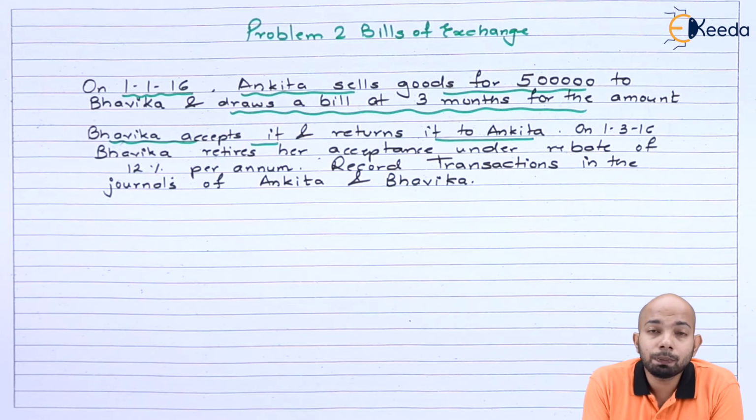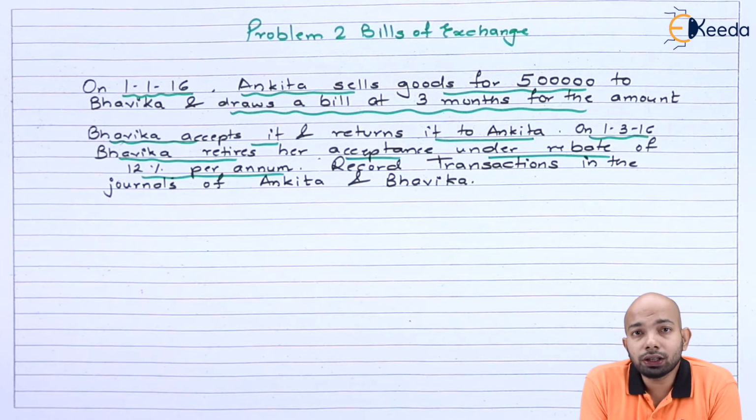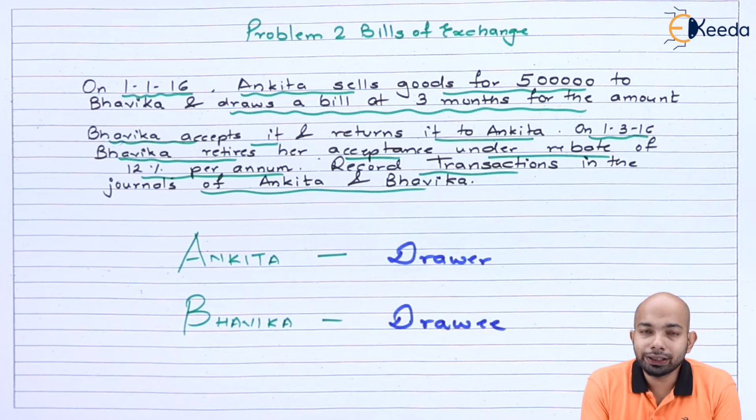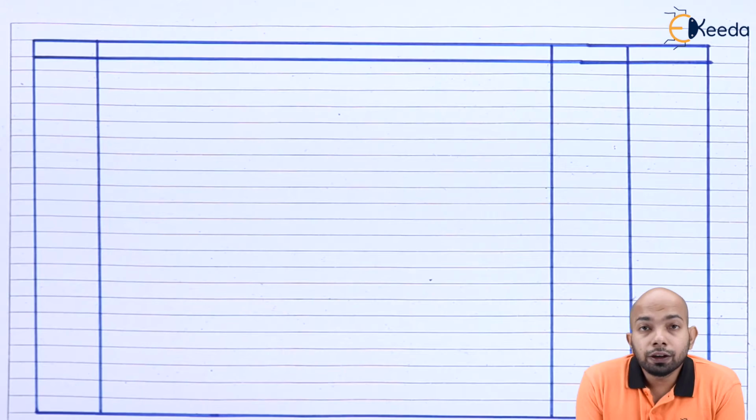That means she paid early and she was allowed a rebate of 12% per annum. Make sure it's 12% per annum. We have to record the transactions in the books of Ankita and Bhavika as well. In this case, Ankita will be the drawer and Bhavika will be the drawee. Let's start with the journal entries first in the books of the drawer and then later in the books of the drawee. We have mentioned the format.